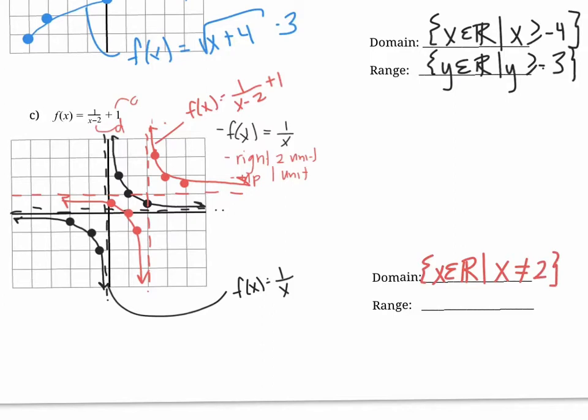And now for the range. Very similar to the domain. Y can be anything, except for the value of the asymptote, which is at 1 in this case. So we're going to say that y is an element of all real numbers, but y cannot equal 1. And we're done.